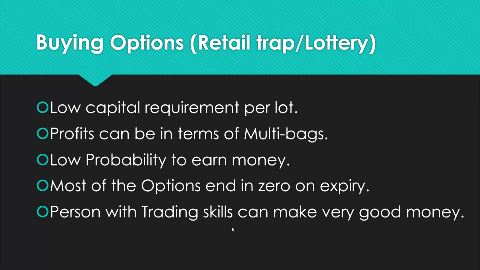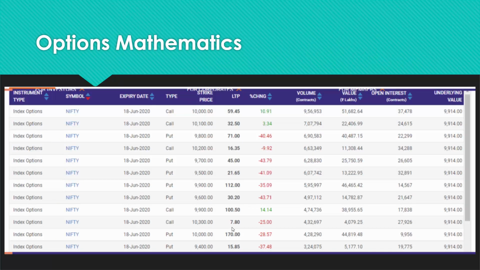Even if the market is able to move the complete 400 points, like 2 into 200, in the next 2 days, and the market closes at 10,400, you could get almost 5 to 6 times the value of this last traded price. Not just 5 to 6 times, even 10 times.